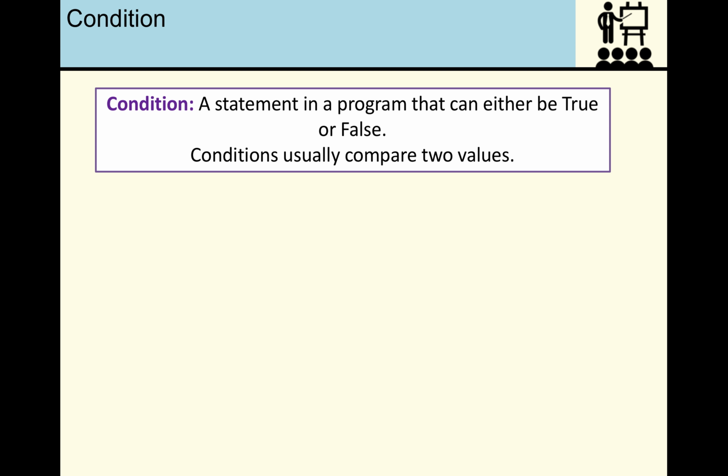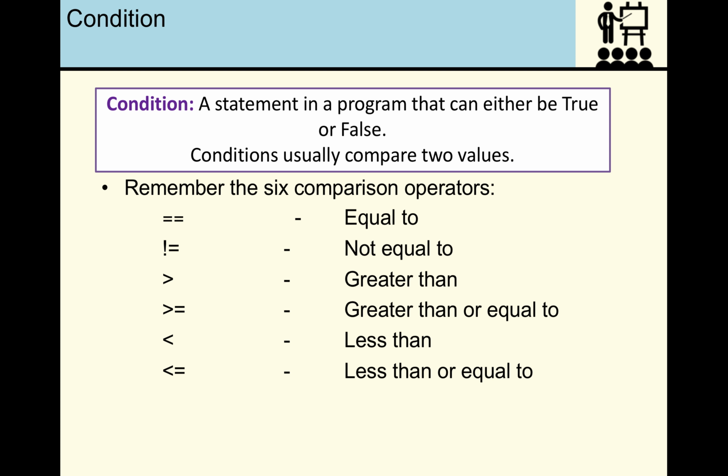And in order for us to compare two values in a program or an algorithm, we're going to be using conditional operators. So remember these basic conditional operators where we have equal to, not equal to, greater than or equal to, less than or equal to. And we have these symbols that we usually represent them with.